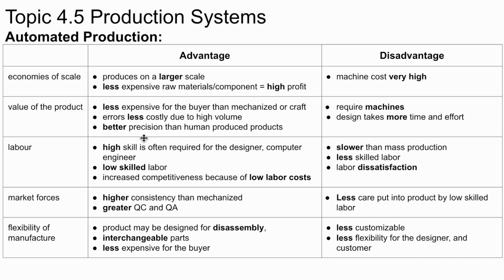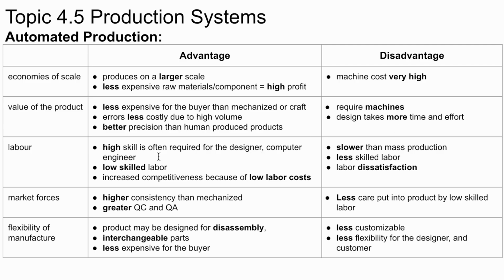You get better precision because you've taken the human out of this, so things are exactly the way they should be because the machines are producing them. But it does require machines, and that's a disadvantage, and the designs take more time and effort because you need to get them right, because computers will follow the directions you give them, and if you give them poor directions, they will make a poor quality product.